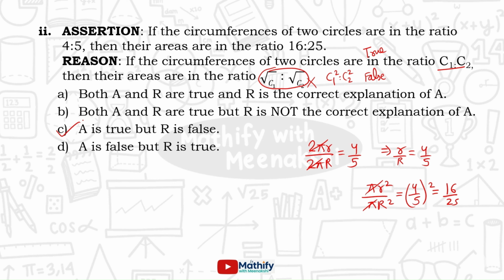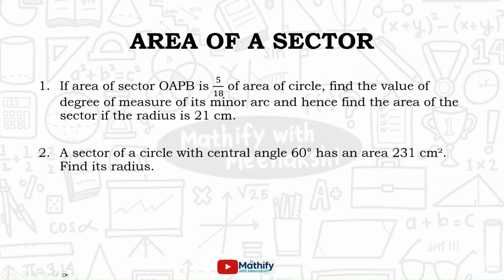A is true, but R is false. Now let's move to the next topic, area of a sector. First question: the area of sector OAPB is 5 by 18 of the area of the circle. Find the degree measure, that means you have to find theta, and find the area of the sector. The radius is given to us, 21 centimeter.